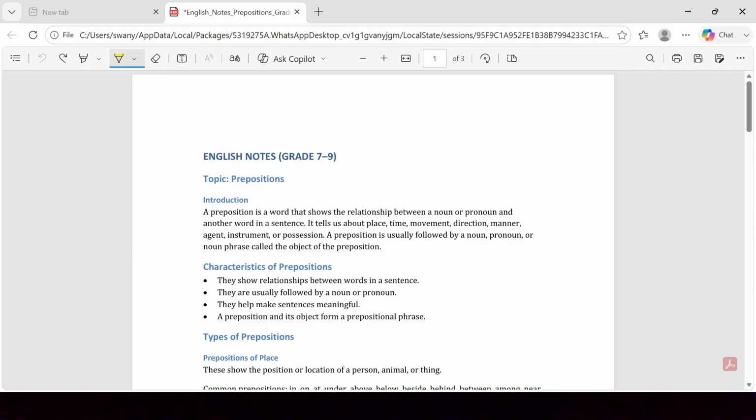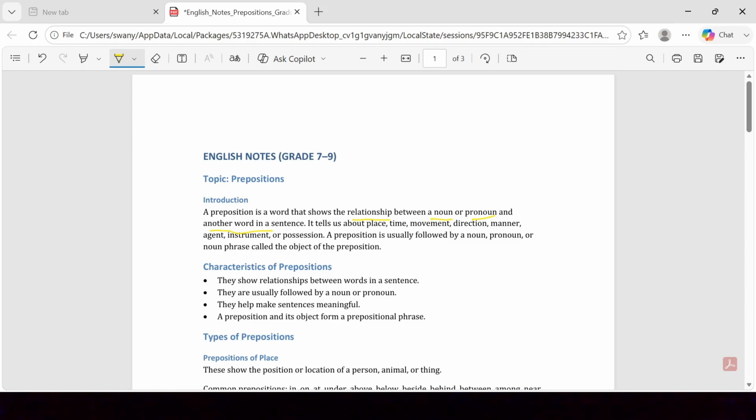In the previous lesson, we learned about determiners. And today's lesson, we learn about prepositions. The meaning of a preposition is a word that shows the relationship between a noun or pronoun and another word in a sentence. So that is the meaning of a preposition.